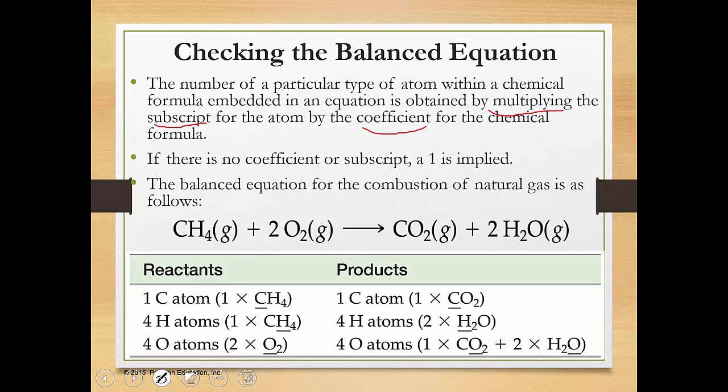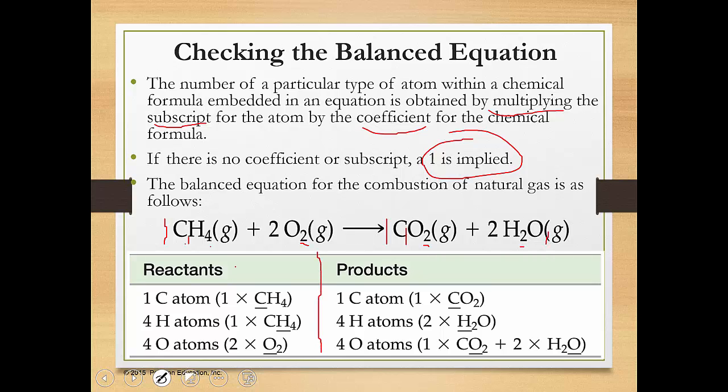If you don't see a coefficient or a subscript, that is an implied 1, so you can just put a 1 in. And then you go through and you look for coefficients, so there's a 1, a 2, a 1, and a 2, and you multiply that through by the subscripts, so an understood 1 for carbon right here, and then 4 hydrogens, 2 oxygens, understood 1 for carbon, 2 oxygens, 2 hydrogens, and an understood 1 for the oxygen here. So I can go through and make a running total.